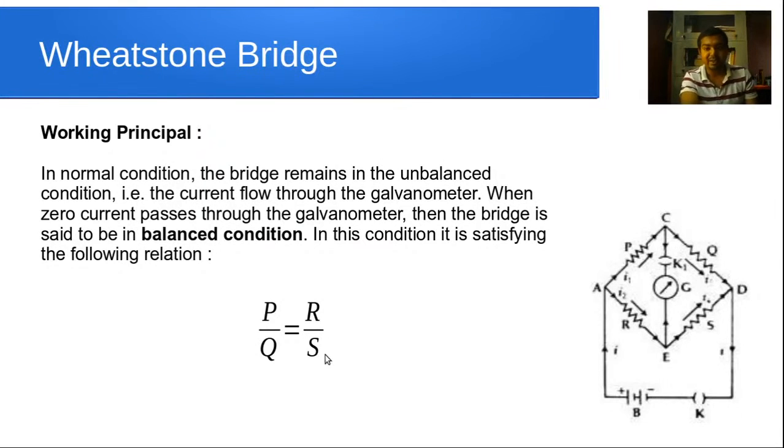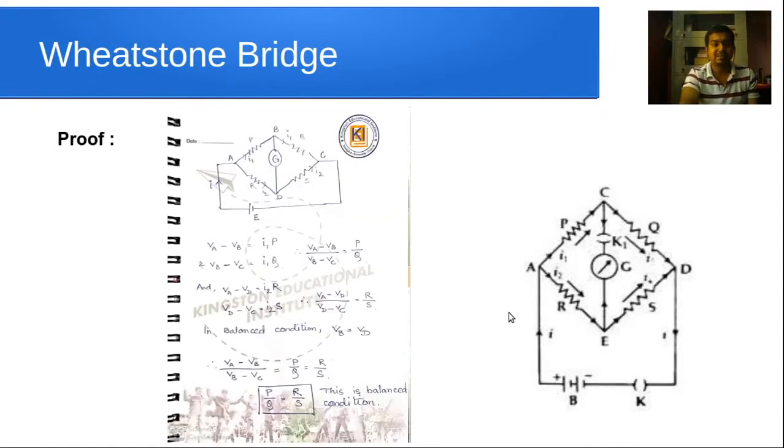But one may ask why it is valid, why P by Q equals R by S when there is no current flow in the galvanometer. In the next slide I can prove why P by Q equals R by S. So first of all, we have to consider that there is no current flow in the galvanometer, meaning this direction of current is zero. By considering this, we can say that I1 totally goes through P, and this I1 flows through Q. So I1 here is the same as I1 here.